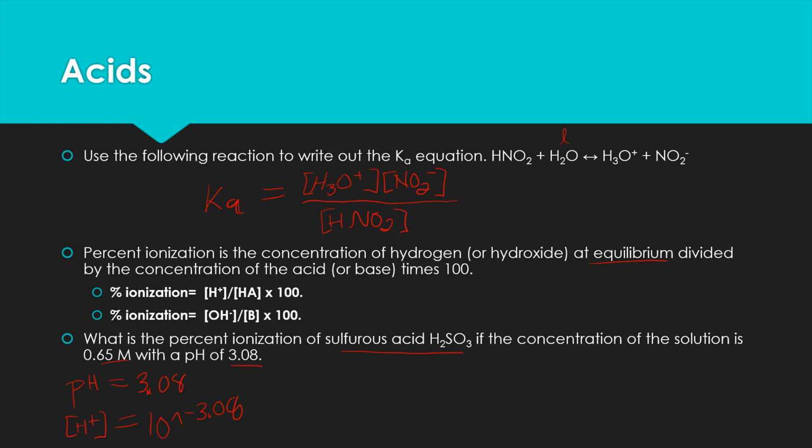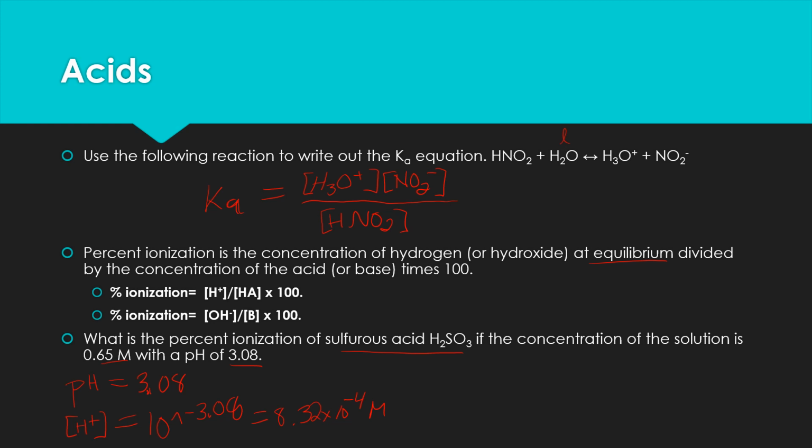So putting it into our calculator, 10 to the negative 3.08, and I'm going to put it in scientific notation. We get that our concentration of hydrogen is 8.32 times 10 to the negative 4. So that's our concentration or molarity of our hydrogen ion.